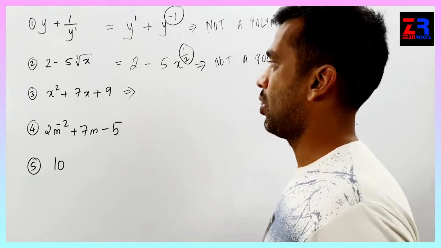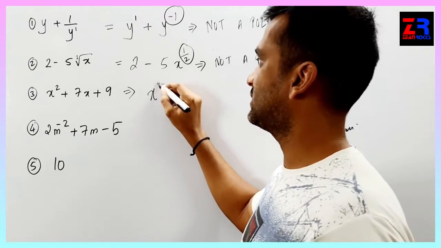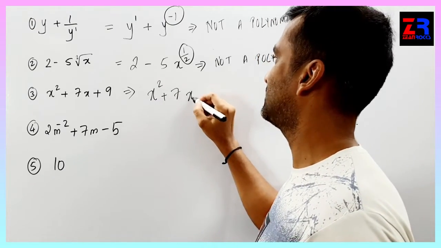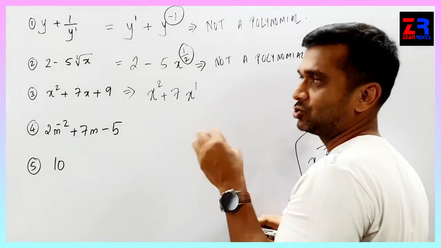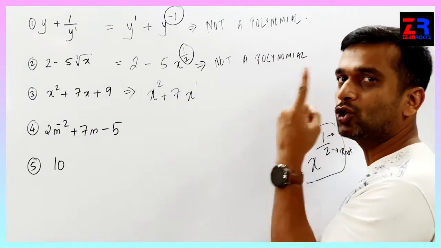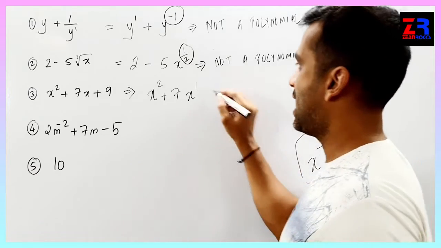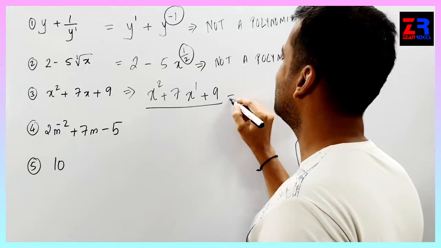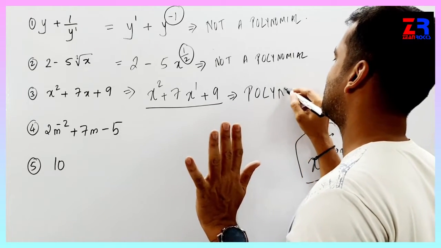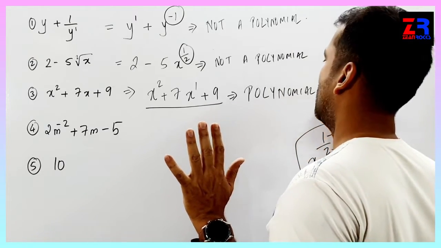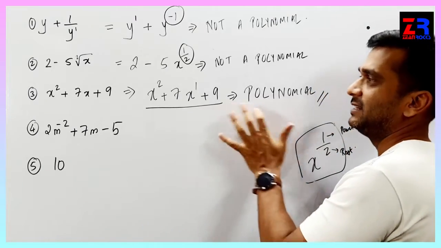Next question. This can be written as x raised to 2 plus 7x raised to 1. There is nothing on top of the variable, so the power is 1. Moving ahead, 9. Is this a polynomial? Yes. This is a polynomial. Yes, it is a polynomial.